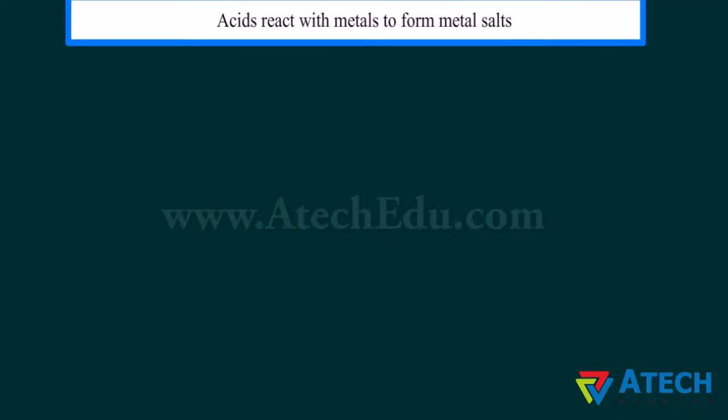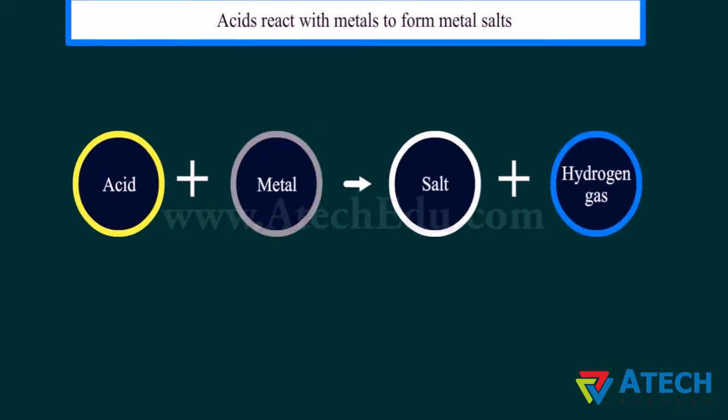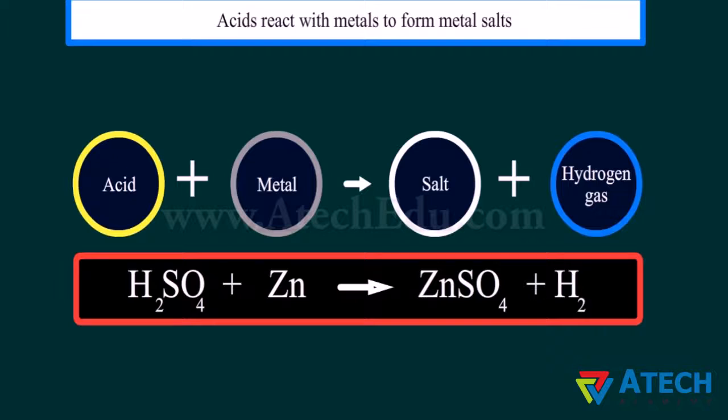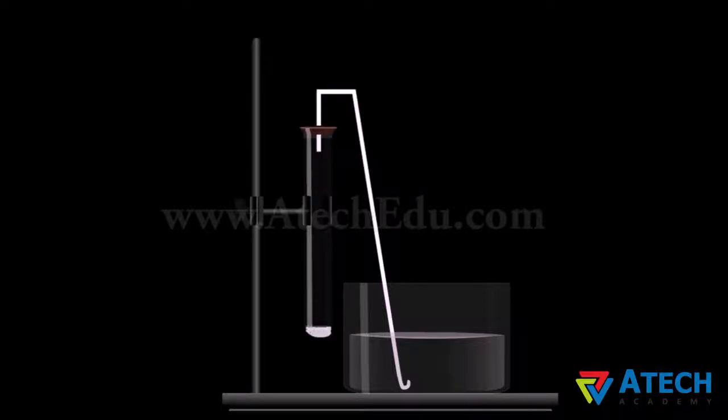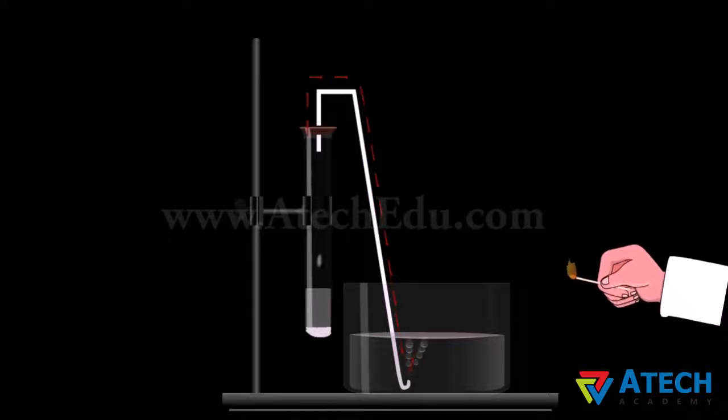Let us learn about some chemical properties of acids and bases. Acids react with metals to form metal salts. In this reaction, hydrogen gas is liberated. Take a few zinc granules. Add 2 milliliters of sulfuric acid to the zinc granules. You will find a gas is liberated, which is hydrogen gas. Bring a burning splinter close to the gas. The splinter burns with a pop due to the presence of hydrogen.